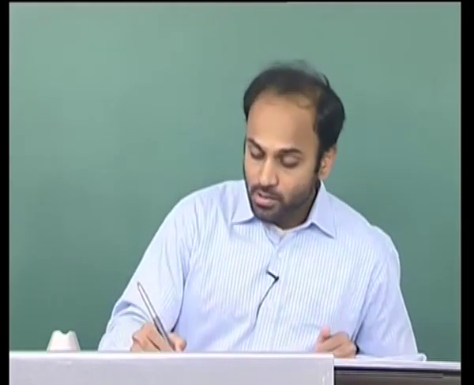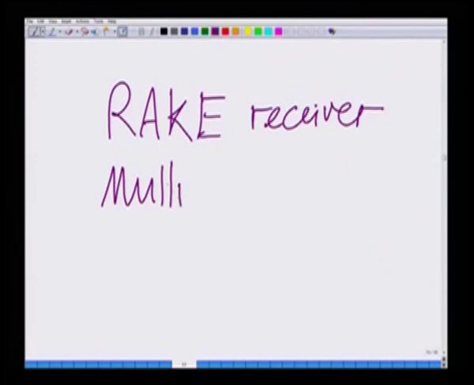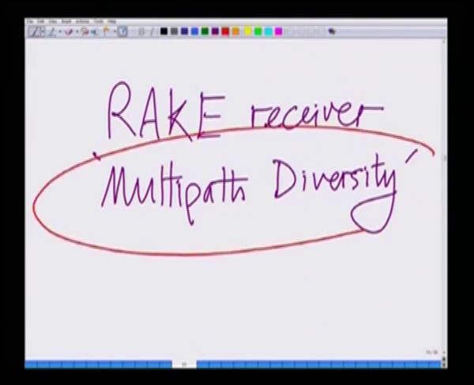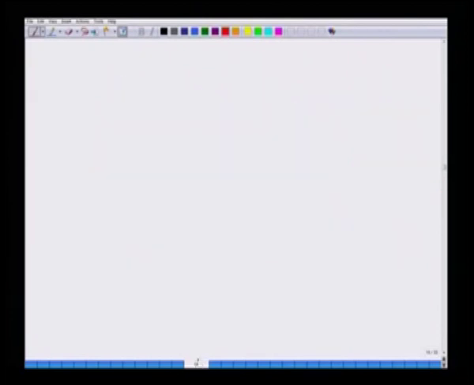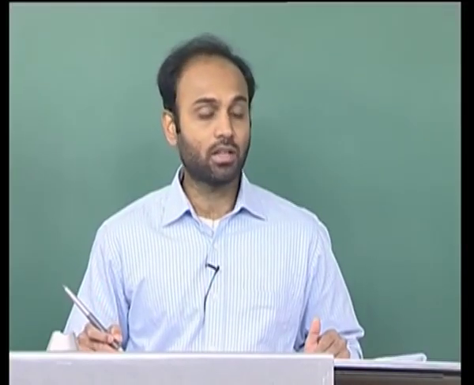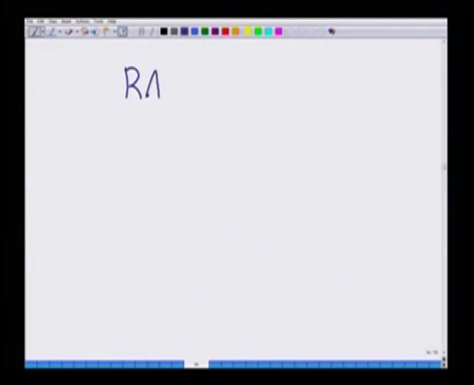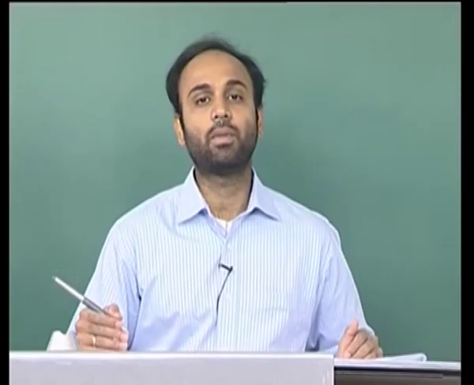This has a name, this is known as multipath diversity. This is known as multipath diversity in the context of CDMA systems, and this is another very important property of CDMA systems. So, let us begin our discussion on multipath diversity, or in essence, what is the RAKE receiver in a CDMA system and how does a RAKE receiver work. So, our next discussion for this lecture and the next is going to be on the RAKE receiver. How does the RAKE receiver work? How does the RAKE receiver help extract multipath diversity?